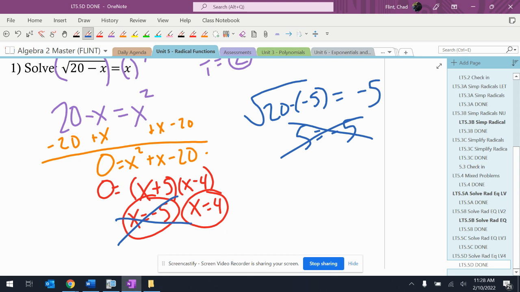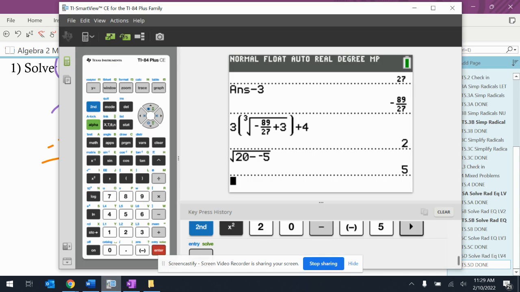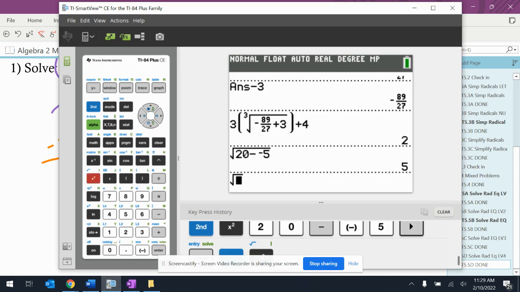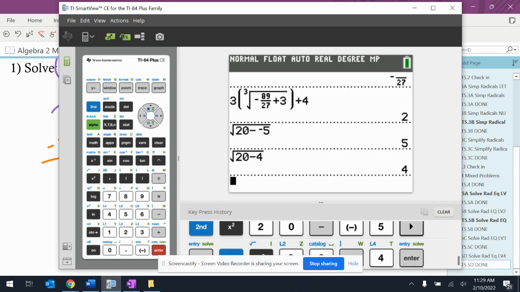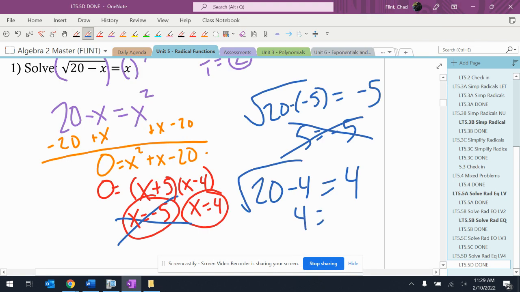In a lot of these, one of them is going to work and one of them is not going to work. In some, they'll both work, and in some, they both won't work. But this is the most likely scenario right here. 20 minus 4 is supposed to equal 4. Again, I'm plugging the x in where it says x. And if I take my calculator and type in square root of 20 minus 4, I get 4. So 4 equals 4.